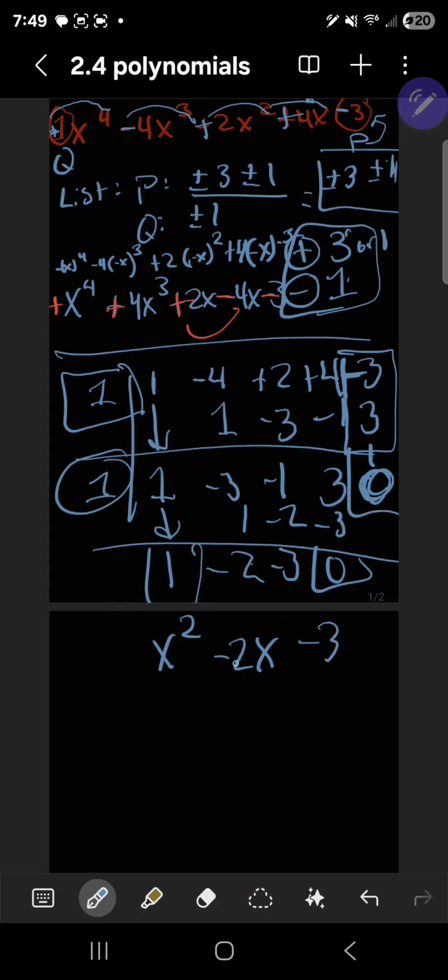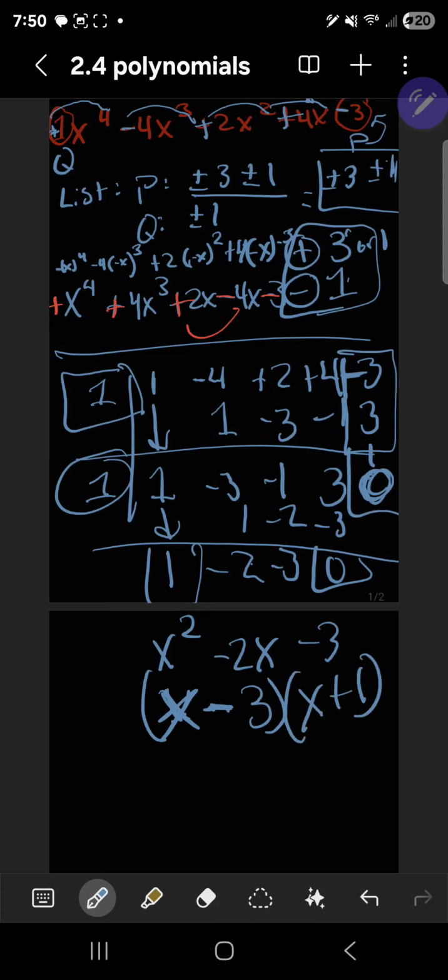What multiplies into this adds into this. It would be negative 3 and 1, right? Negative 3 and positive 1, yeah. Multiplies into this, adds into this. Negative 3 times 1 is negative 3. Negative 3 plus 1 is negative 2. So it would be x minus 3, x plus 1. Then you have to write it in factored form, it's called.